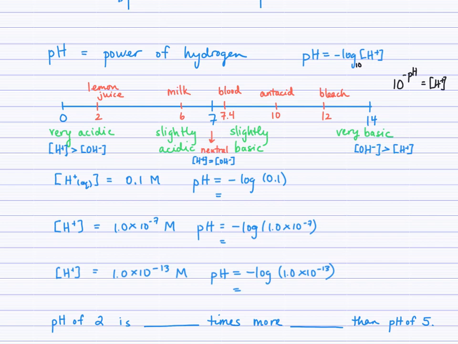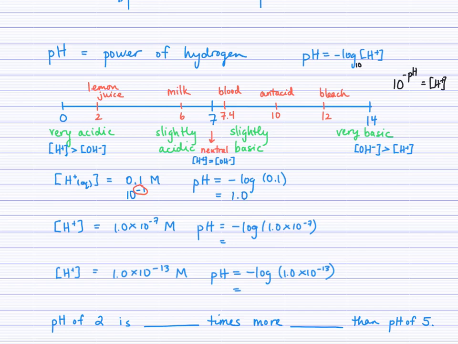And just to show you why that works, 0.1 is really 10 to the -1. So remember, the pH is the negative log. It's the negative of the exponent. So here's your exponent here. What's the negative of -1? +1. So that's why when you plug it into your calculator, you're getting an answer of 1.